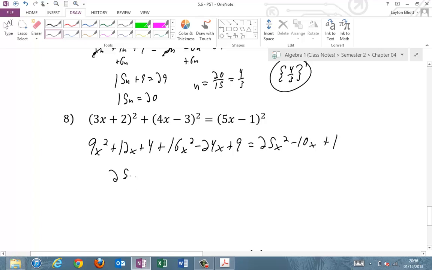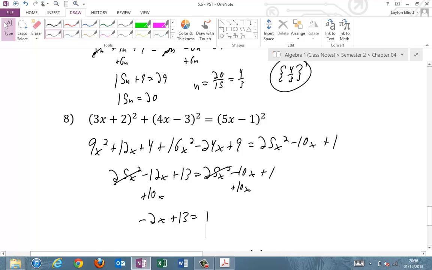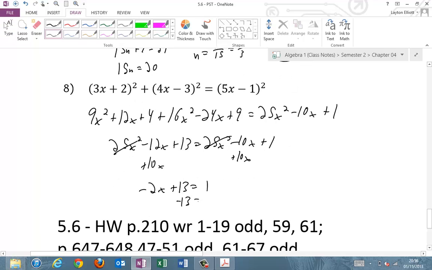Simplify the left, you get 25x squared minus 12x plus 13 is equal to 25x squared minus 10x plus 1. You know the 25x squareds are going to drop out. You know you're going to add 10x to both sides. You get negative 2x plus 13 is equal to 1. Subtract 13 from both sides. You get negative 2x is equal to negative 12, or x is equal to 6.